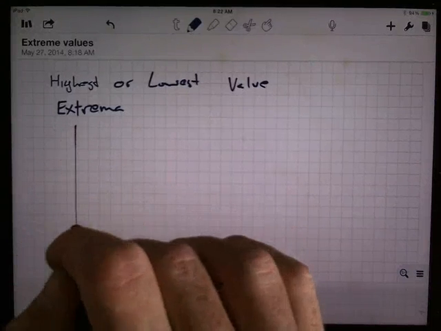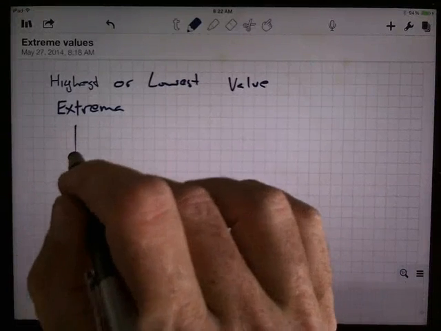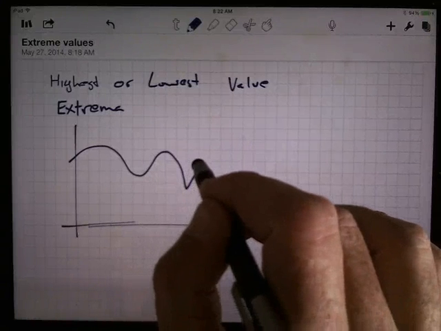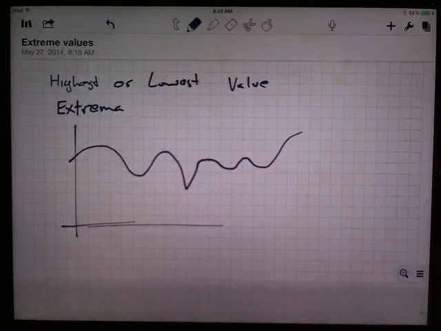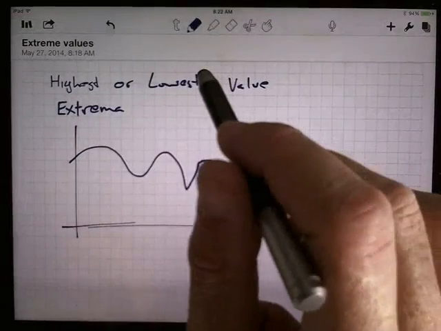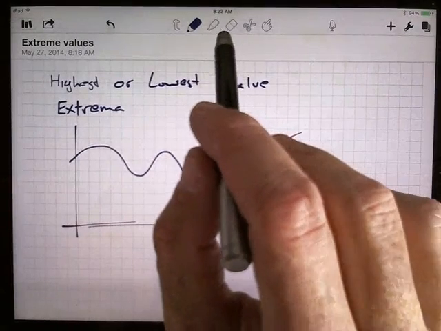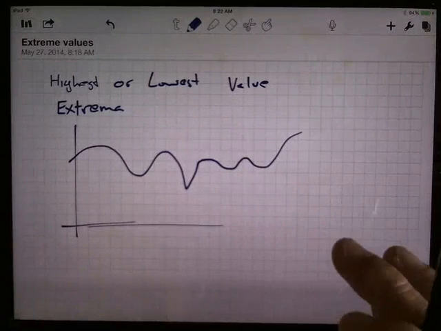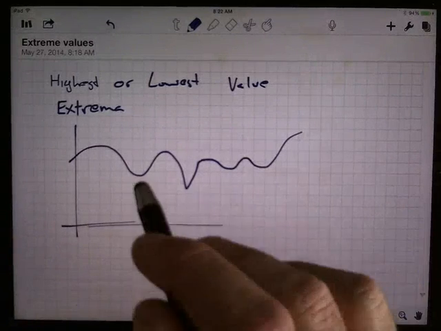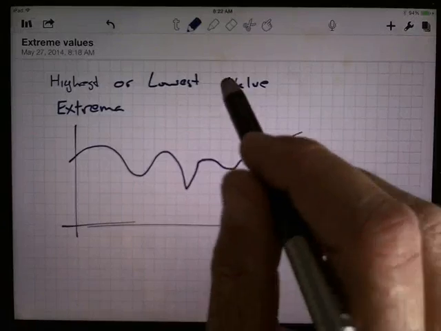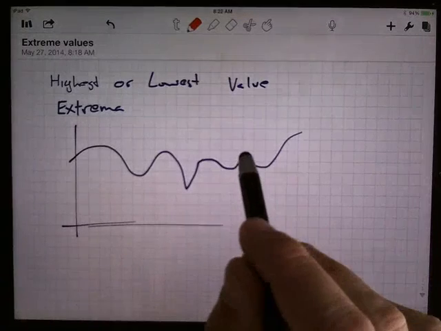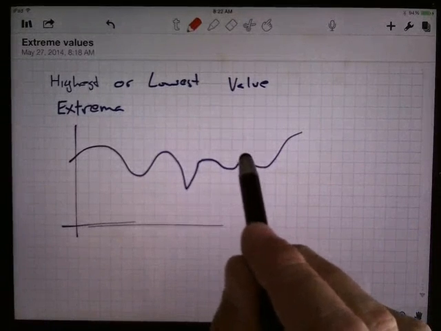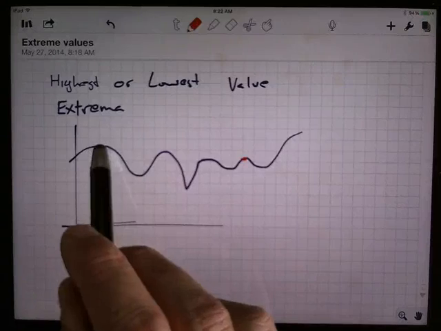Now, when I look at a function, okay, how do I want to draw this function? There are different places where there are high points and low points. Now, we distinguish them by a couple of different words. There's a difference, for instance, between the highest point that's right here, let's say, and the highest point that's right.